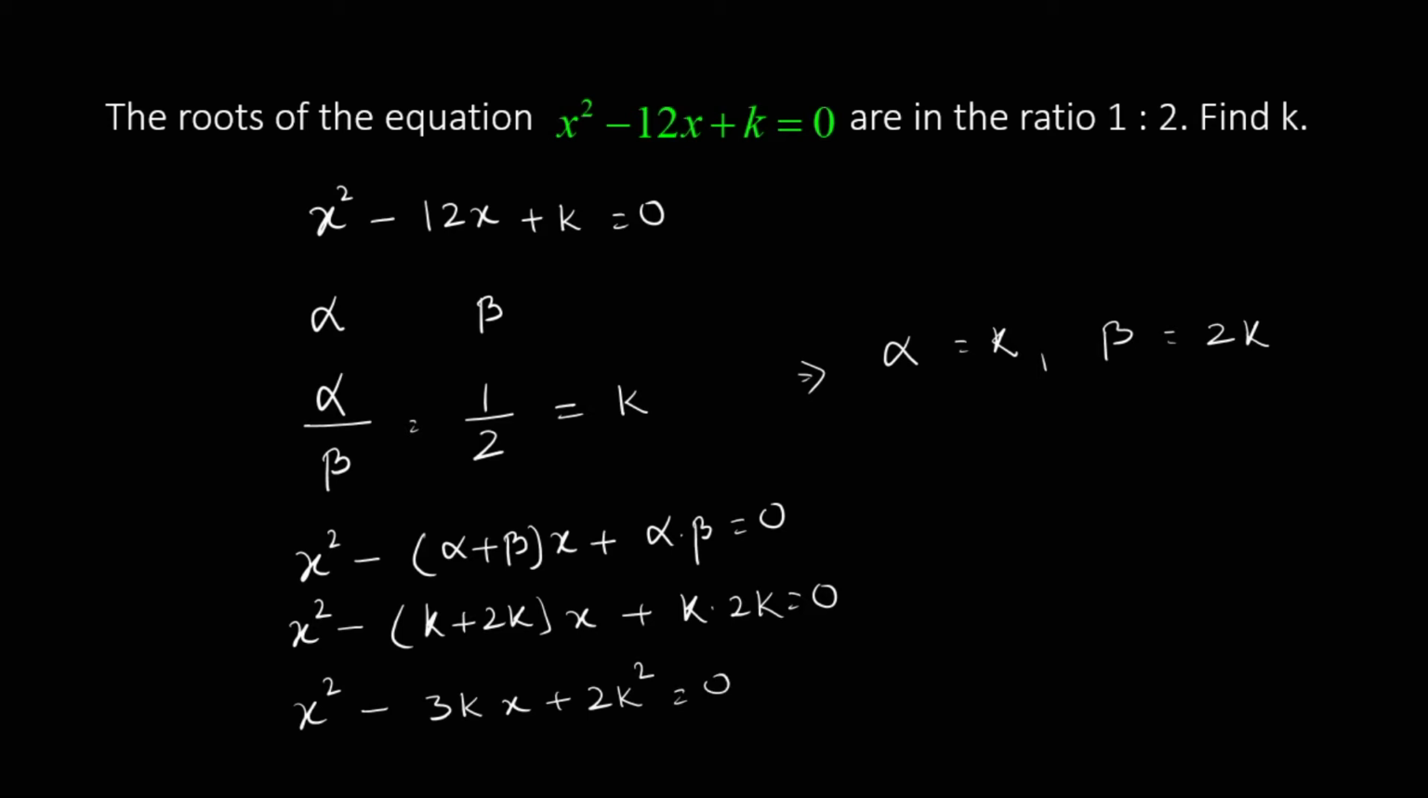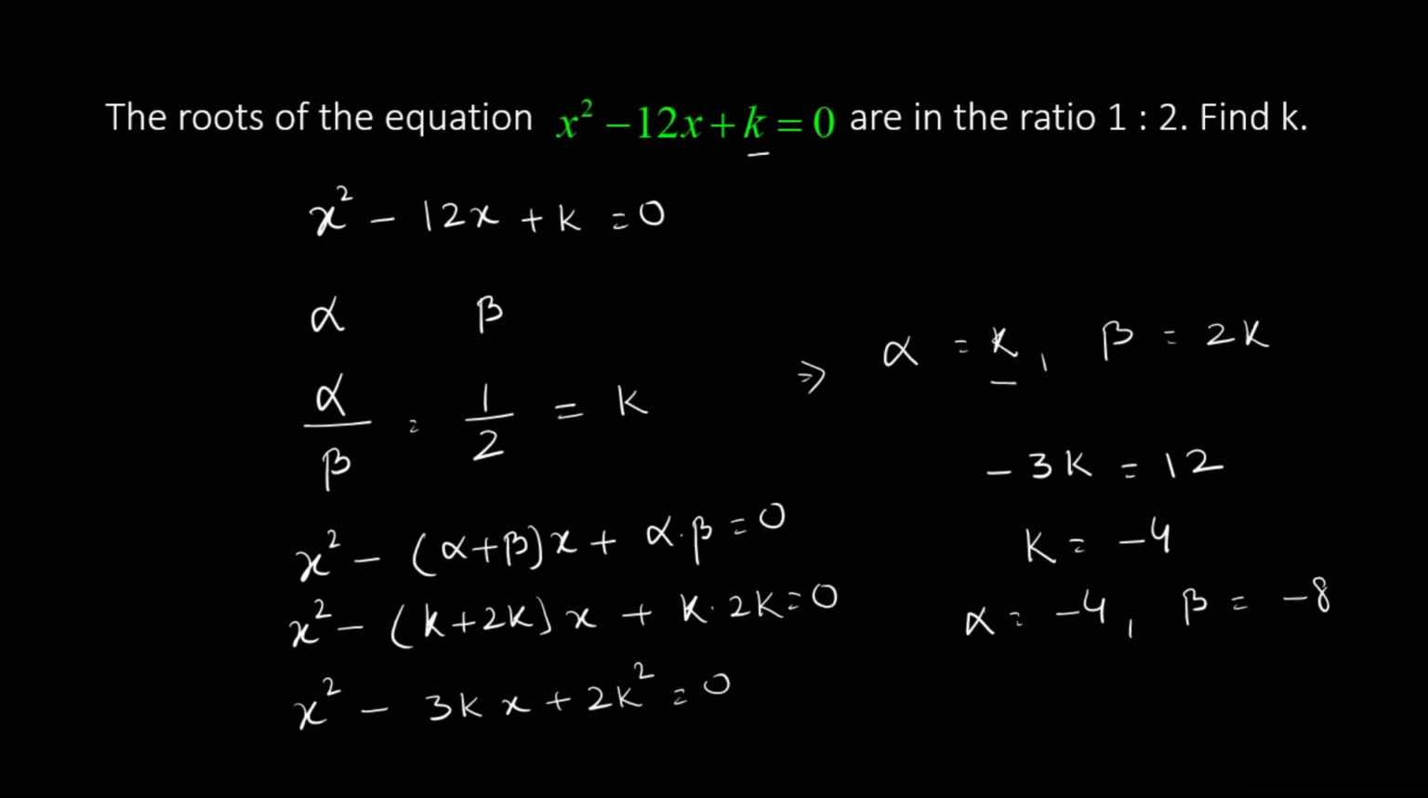So on comparing, we can write here minus 3k, that is the coefficient of x, is equal to how much? The coefficient, this is minus 3k is equal to minus 12. So we can write here 3k is 12. So we have k is equal to 4. So once we get the value of the constant here, this k is italics and this k is not italics. This is the ratio constant. So don't confuse about this k and this k. Both k are different. So here we get alpha is equal to 4 and beta is equal to 8.